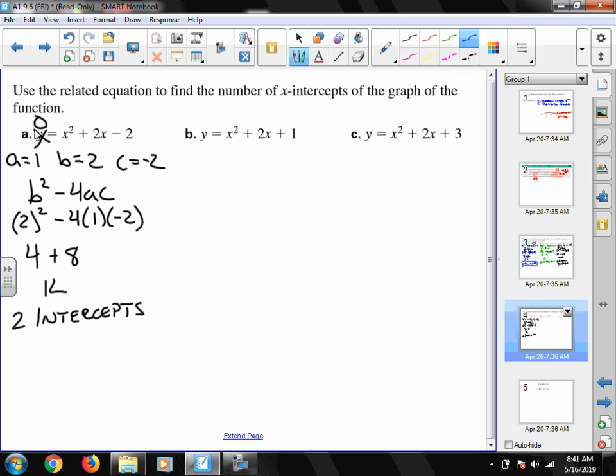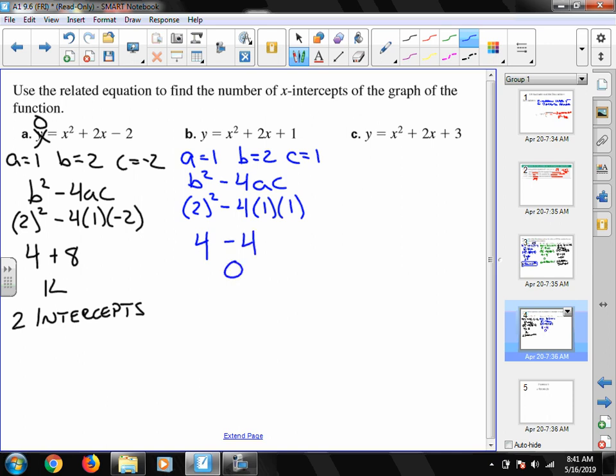For b, again, identify a, b, and c. a is 1, b is 2, c is 1. So, b squared minus 4ac. I end up with 2 squared minus 4 times 1 times 1. I end up with 4 minus 4 times 1 times 1, which is 4 minus 4. That is 0, which means I have 1 intercept.